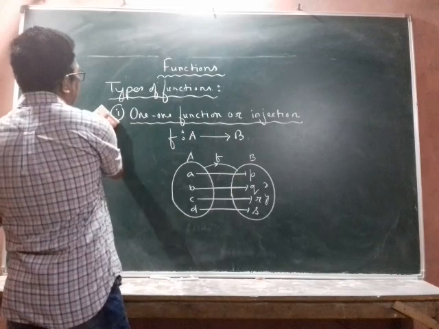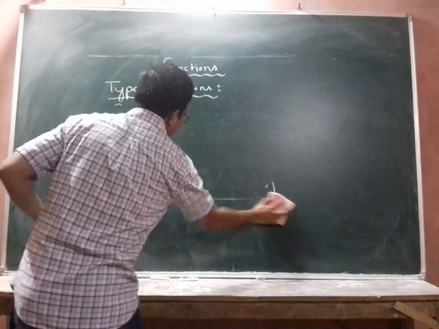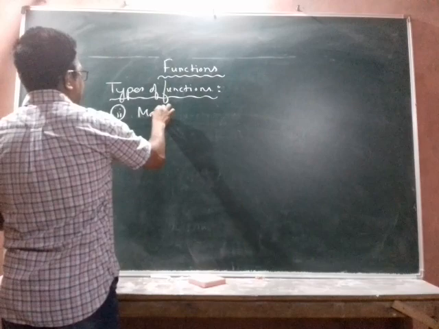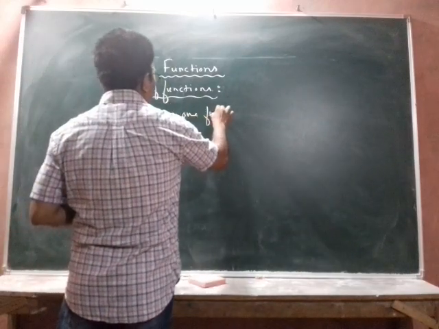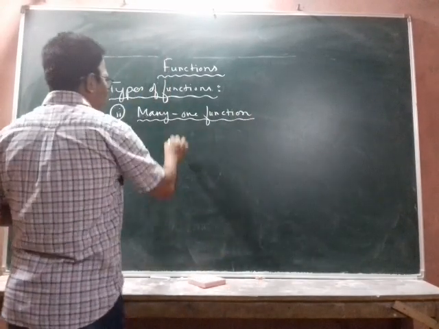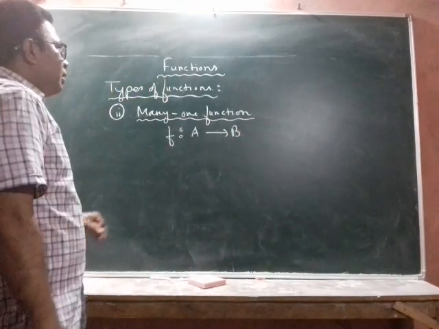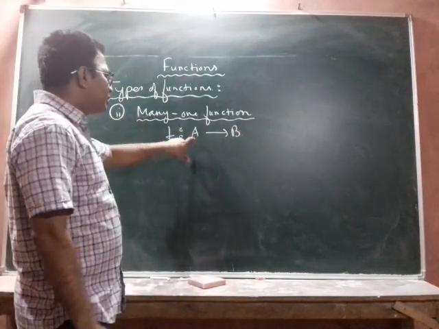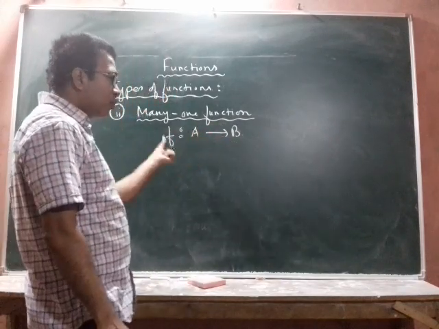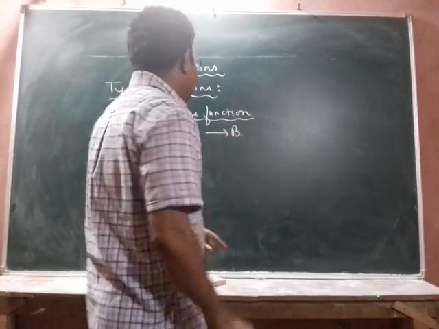So the second one we are going to discuss. Second one is number 2, the many-one function. A function f from A to B is said to be many-one if at least two elements of the set A have the same image in B. At least two elements of set A must have the same image in B.